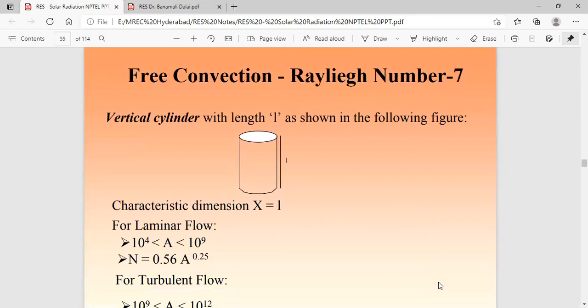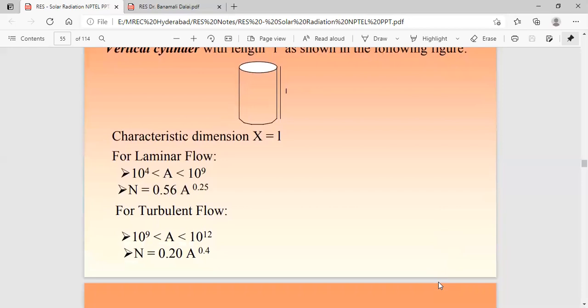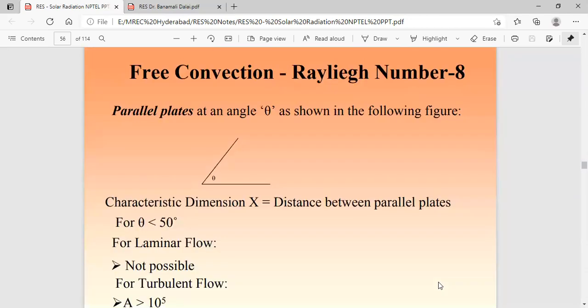Next, I'm going to find out the vertical cylinder. For vertical cylinder with length L as shown in figure. The characteristic dimension x is equal to L. For laminar flow, Ra is greater than 10^4, less than 10^9, Nu is equal to 0.56 into Ra power 0.25. For turbulent flow, Ra is greater than 10^9, less than 10^12, and Nu is equal to 0.2 into Ra power 0.4.